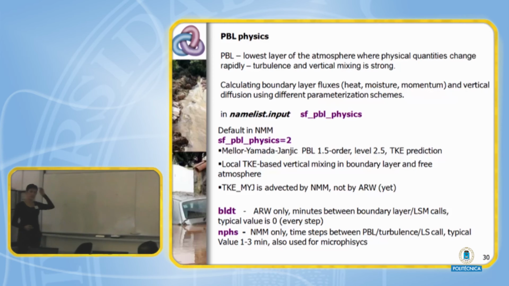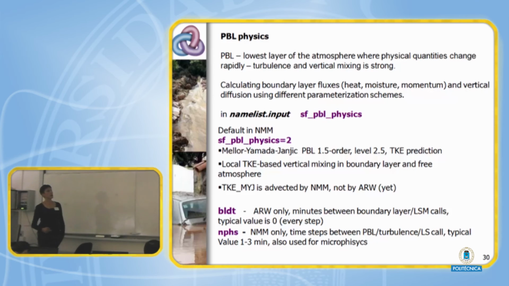Quantities are changing rapidly, turbulence and vertical mixing is strong. And of course, there is no equation. We can't use equation to describe all these processes, so we are using parameterization schemes. So there are few parameterization schemes that you can use for calculating boundary layer fluxes like heat, moisture, and momentum. And of course, vertical diffusion.